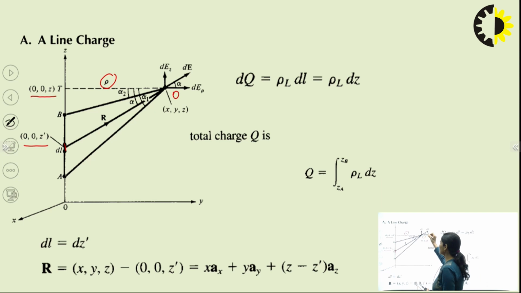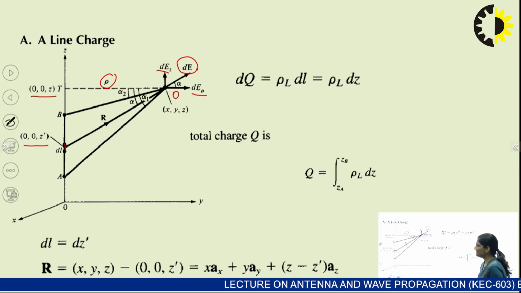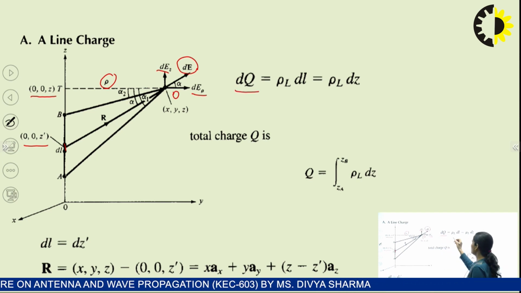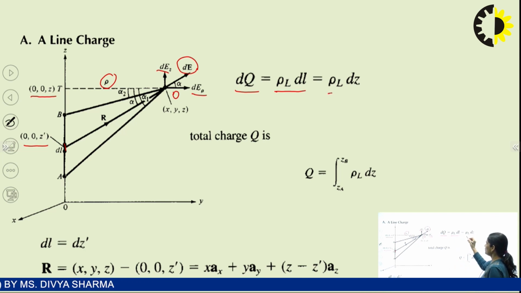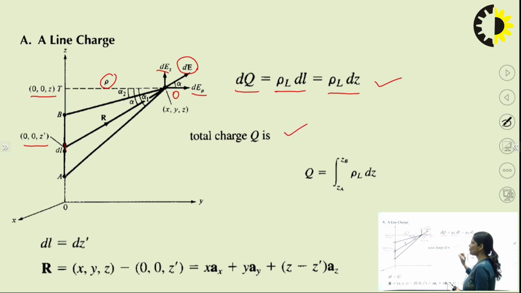Here the differential electric field intensity is represented by dE, with differential E rho on the point on the x-axis and differential Ez on the y-axis. Now find the differential charge on this line. The differential charge is rho l dl, and dl is the small differential length on this z-axis, so it is represented as dz. So this is dq.